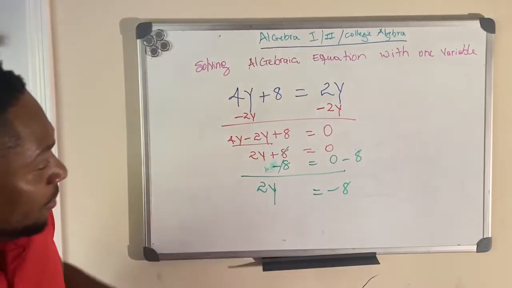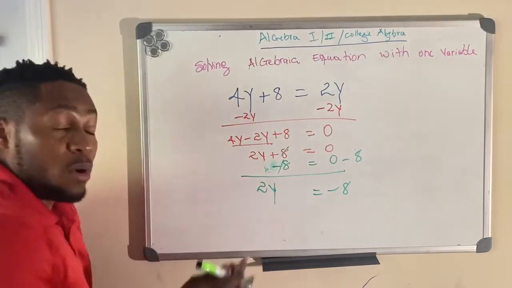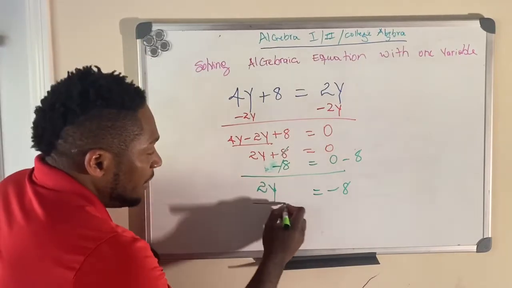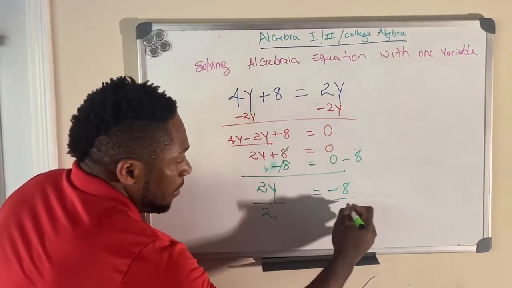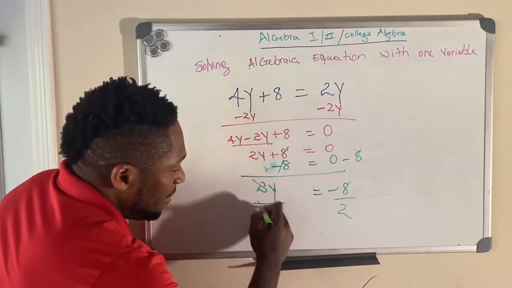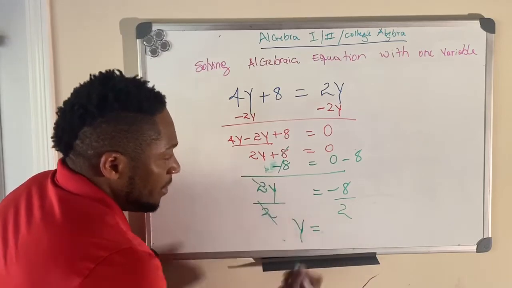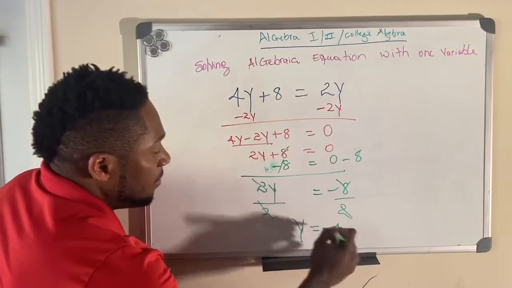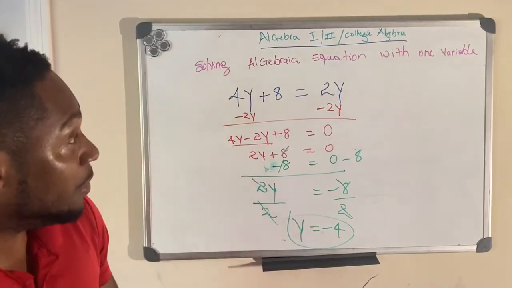So now what you have here is 2y, and what we're solving for is y. The way you solve for y, you divide both sides of this equation by 2, as you probably know. 2y divided by 2 gives you y. Negative 8 divided by 2 gives you negative 4. That's one way to solve for it.